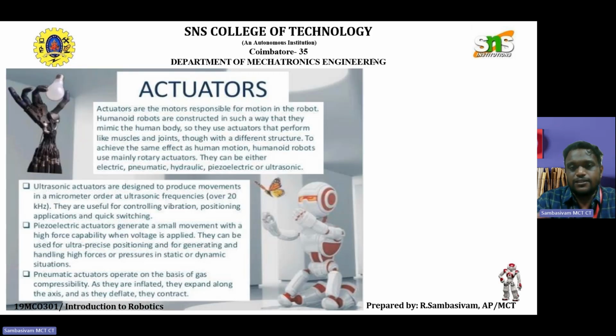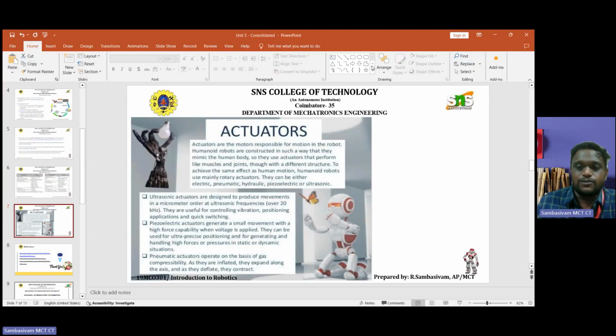By sensing these things, the robot has to give an actuator mechanism. Actuators are the motors responsible for motion, and humanoid robots are constructed in such a way that they mimic the human body. They use muscles and joints with different structures to achieve the same human motion. Humanoid robots mainly use rotary actuators, which can be electrical, pneumatic, hydraulic, piezoelectric, or ultrasonic. These are used to produce movements accurately at the micro level, also using frequencies. This is how the mechanism works: values are extracted using the internal sensors, and through the external sensors, the robot actuates the mechanism.